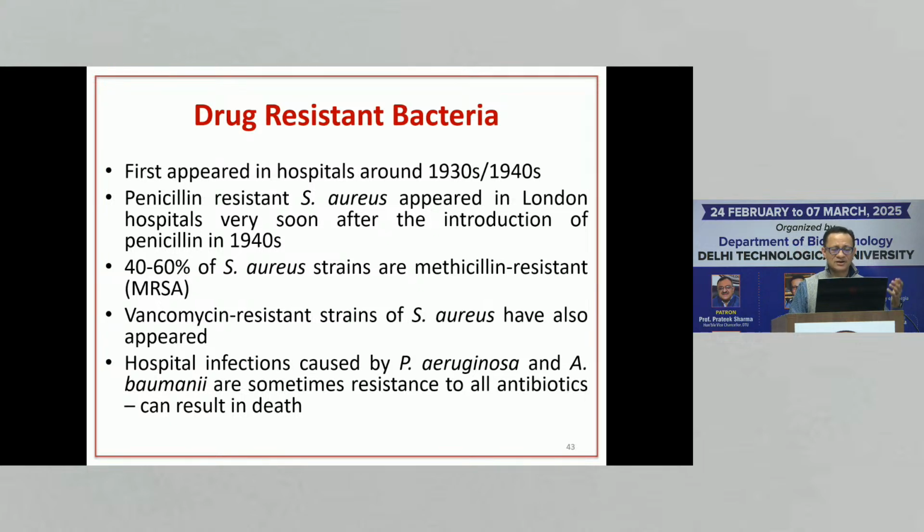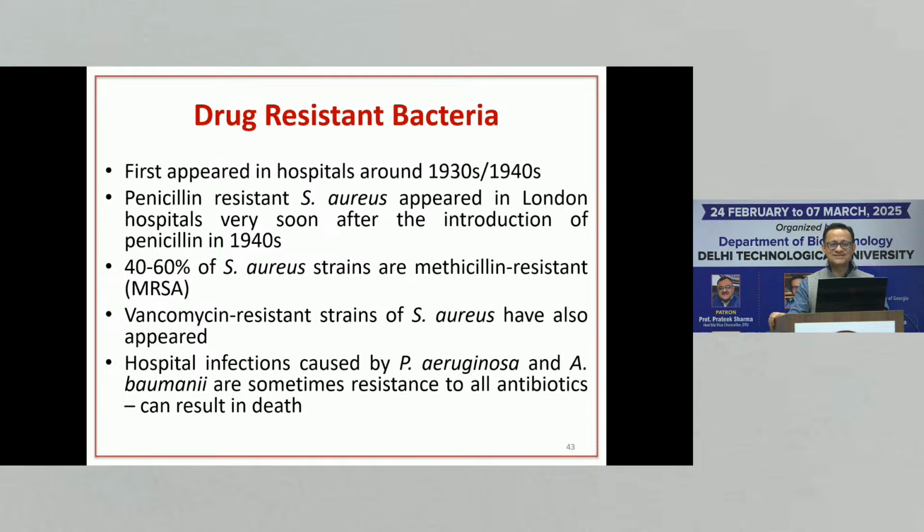So drug-resistant bacteria appeared in the 1930s and 40s. Penicillin-resistant Staph aureus appeared in London in the 1940s. 40 to 60% of Staph aureus are MRSA, or methicillin resistant. Vancomycin-resistant Staph aureus is there. Hospital infections caused by Pseudomonas and Acinetobacter baumannii are sometimes resistant to all the antibiotics. It can be really, really bad, which can ultimately lead to death. So, the more you read about it, it's a little bit scary. Drug-resistant bacterial infection.